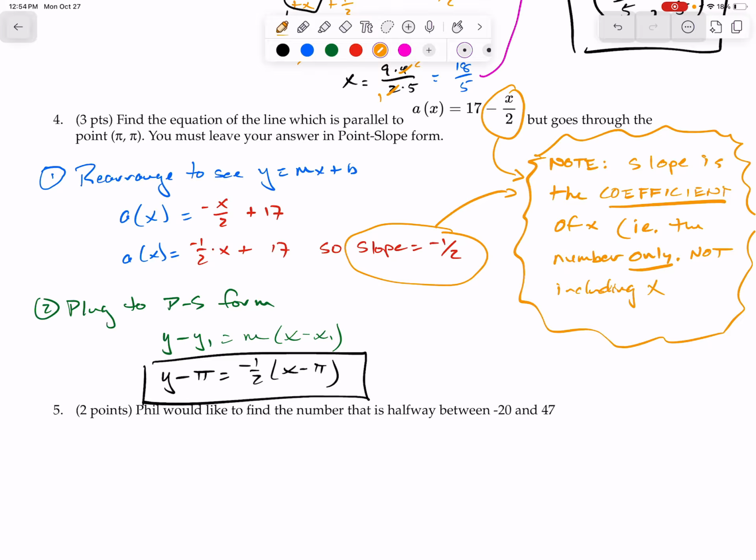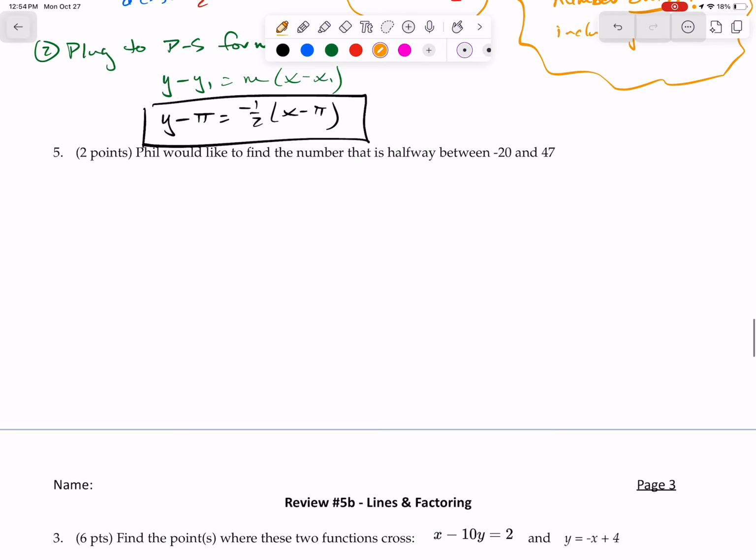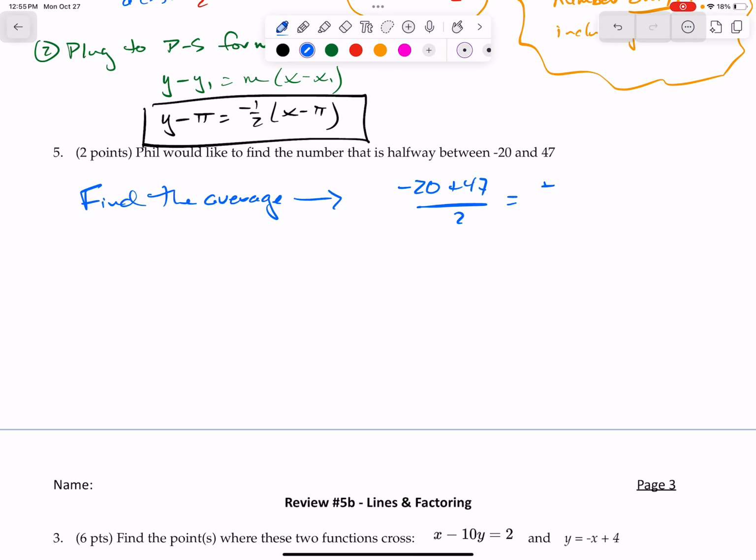Okay, so that was a lot easier perhaps than you thought it was. Here, all we're doing is find the average. Negative 20 plus 47 over 2 is positive 27 over 2, and we're done. That was super easy.